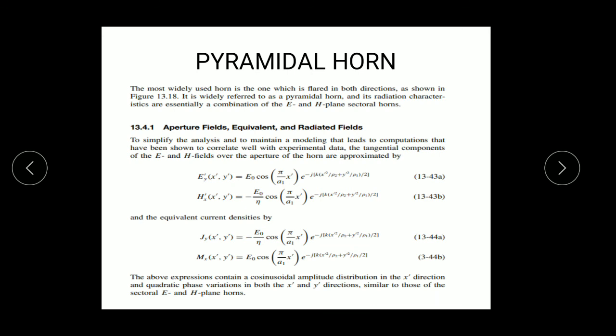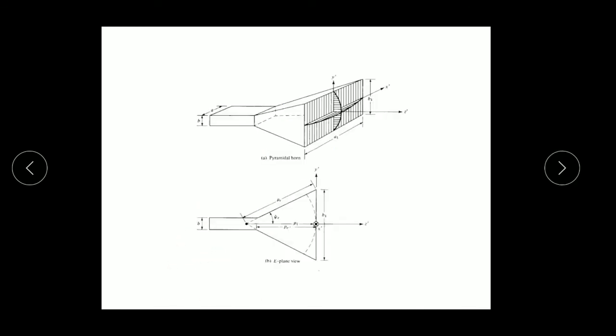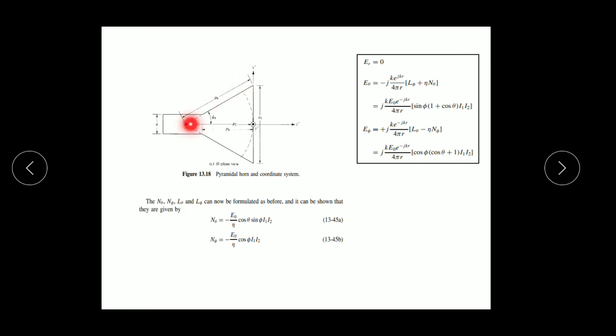The tangential components of the E and H field over the aperture of the horn are approximated by this E field and this H field in the Y and X directions, and the current densities in the Y and X directions are Jx and My. This is the complete structure of the horn antenna. It is flared in both directions, H and E plane, X and Y. This is the E plane, and this is the H plane. This is the complete pyramid, and this is the E plane characteristic. The second is the H plane characteristic.